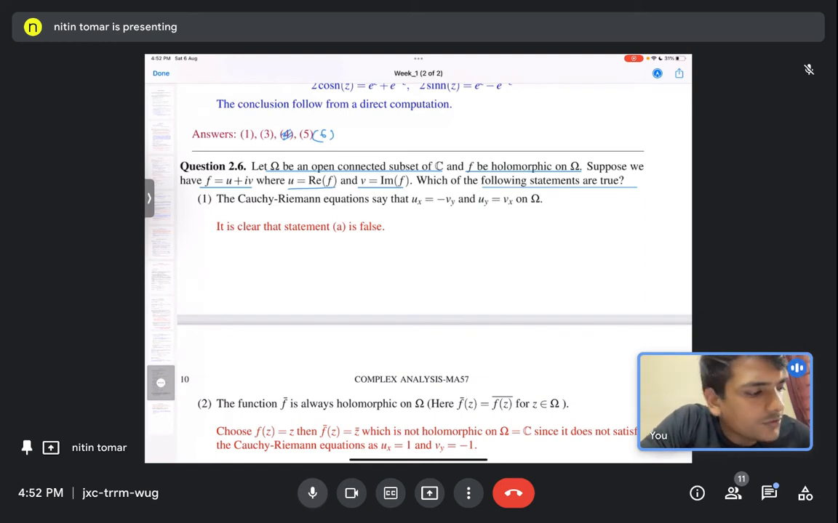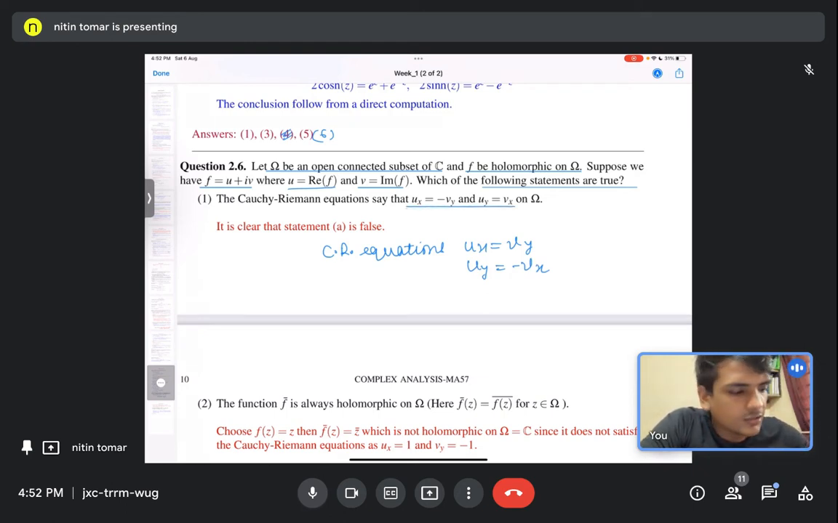So the Cauchy-Riemann equation. What is the Cauchy-Riemann equation, which we know as the CR equation? They are ux equal to vy and uy equal to minus vx. So clearly this is not correct, right? The minus signs are misplaced. So the statement is false.